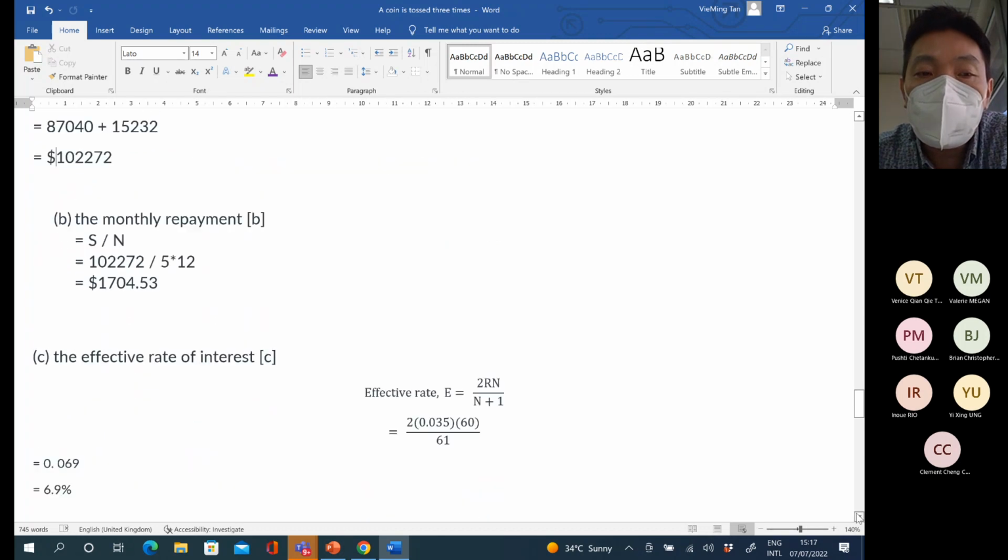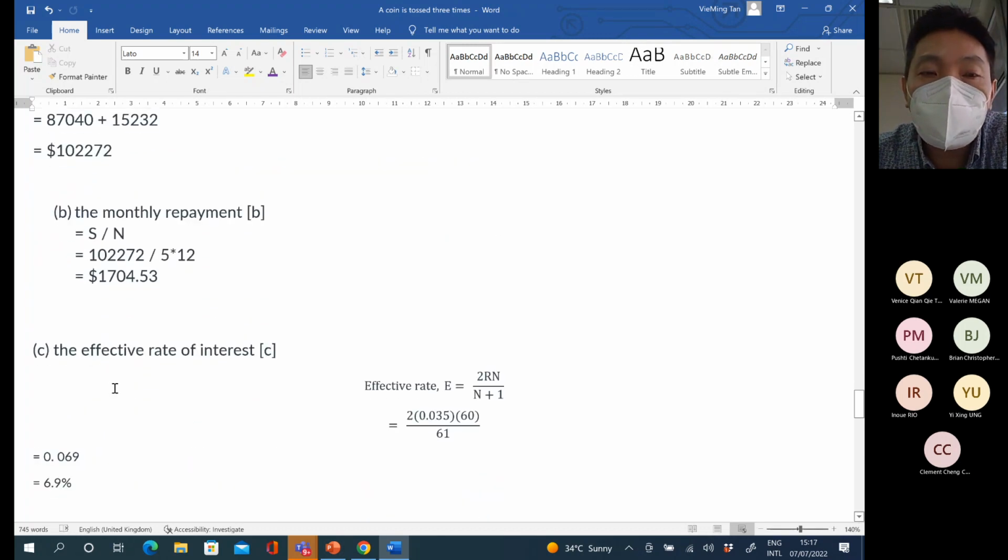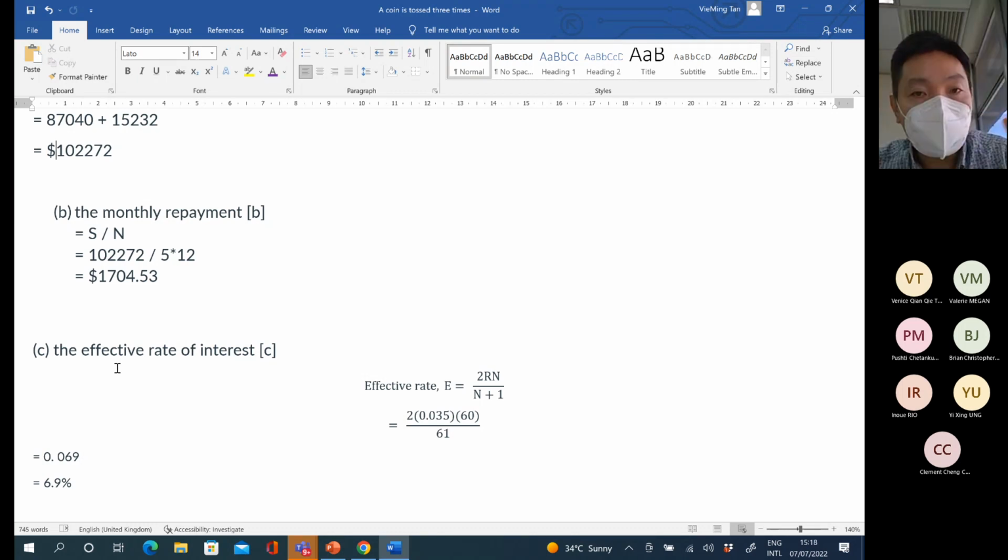Okay, C is calculate the effective rate of interest. What is the meaning of effective rate here? I assume that now the loan agreement is shortened to only 1 year. If the loan agreement is 1 year, then what is the real yearly rate? The real yearly rate is when the agreement is shortened to only 1 year for the loan. This is the meaning of effective rate.